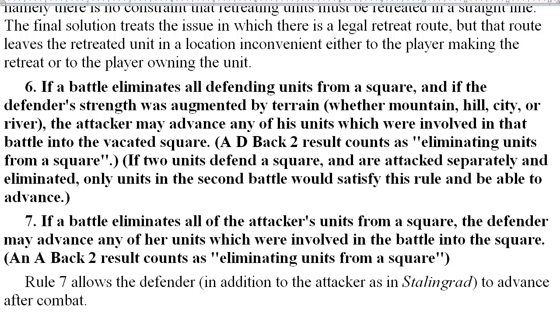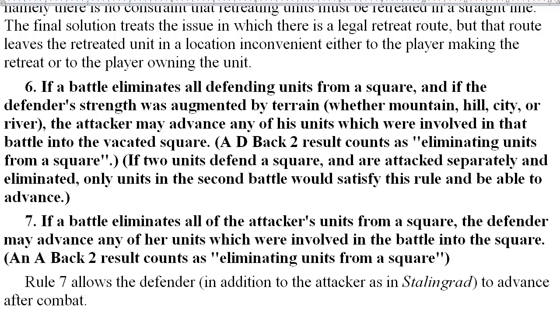Notice it may be the case that if we've got a stack of defending units, 3 or 4 attacks were made on the same square. In that case, only the attack that removed the last enemy defending units from the square counts, and only the units in that attack may move into the square.